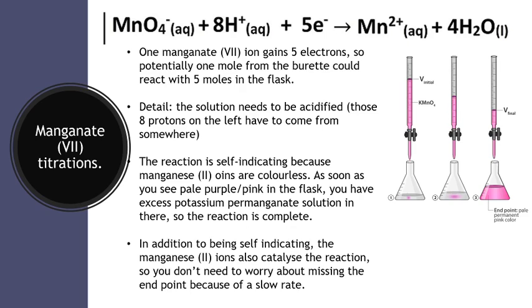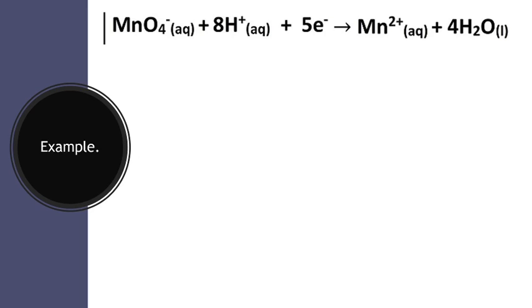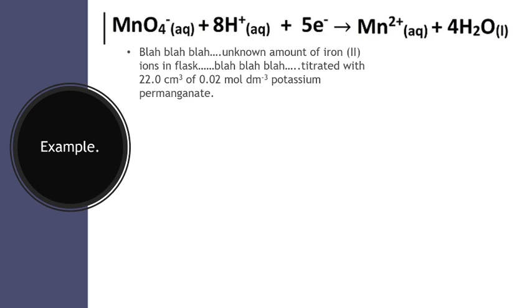And another bonus, the manganese 2 ions also catalyse the reaction, so you can do it fairly quickly. As you're adding from the burette and swirling, you don't need to worry about the rate of reaction being too slow, because the manganese 2 ions that you generate catalyse the reaction. Okay, so let's have a quick look at an example.